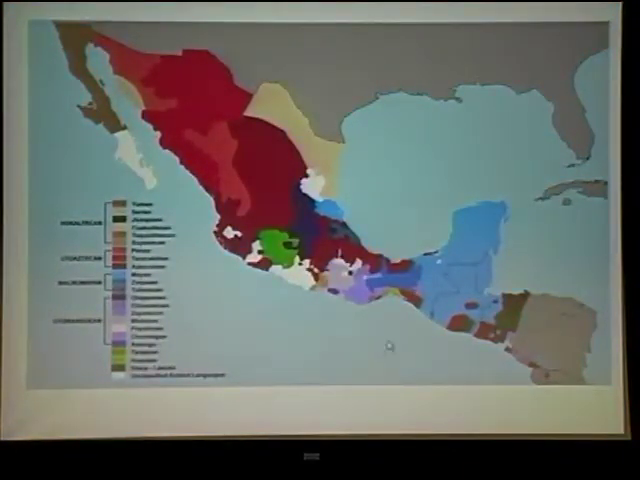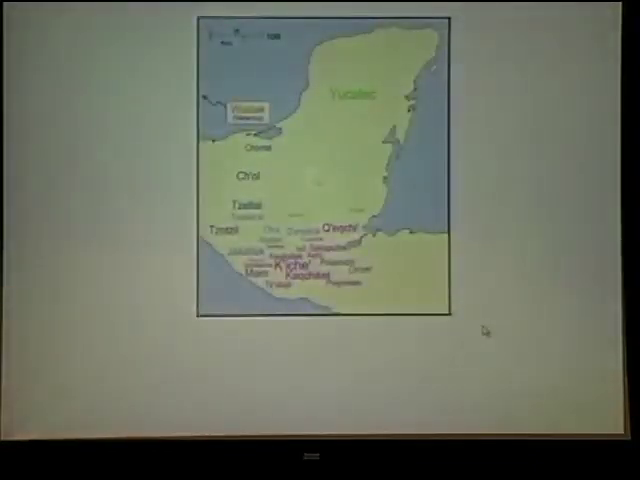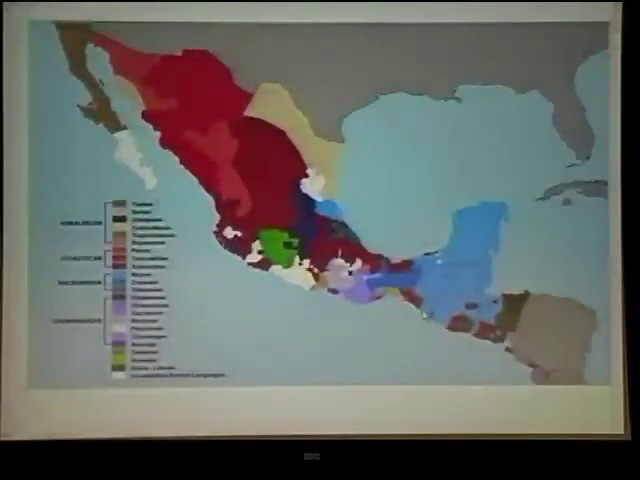There it is. What you also may see is that in the Maya area here, you have pockets of red. There's one here, down here. You see the same red over here in central Mexico. The red indicates the Nahua people, or Nahua languages. This is the language that was spoken by the Aztecs.